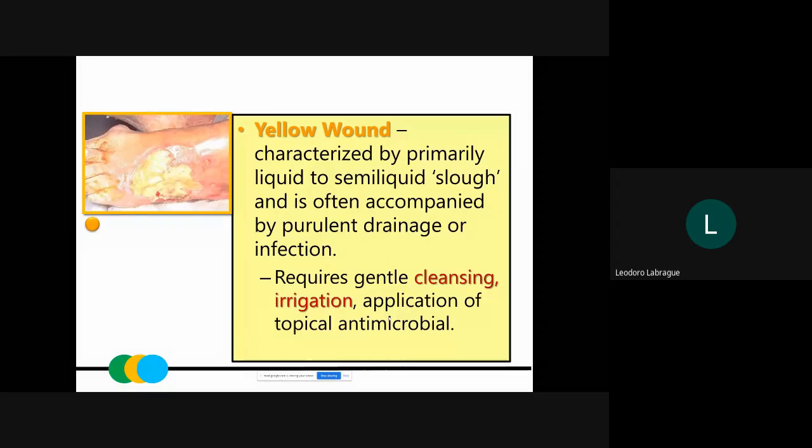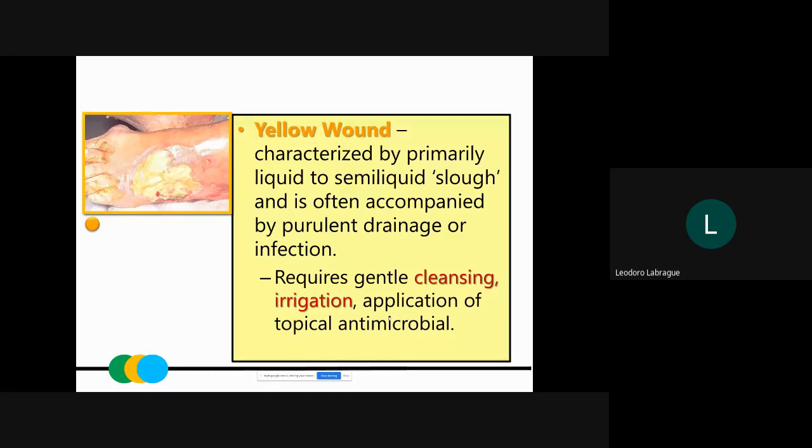But what if during assessment, instead of a red wound, you have noted a yellow wound? Just like what you have in the photo right now. The color of the wound is yellow. So what do you do with that? And what does a yellow wound indicate? A yellow wound is characterized by primarily liquid to semi-liquid slough and is often accompanied by purulent drainage or infection. A yellow wound indicates infection.